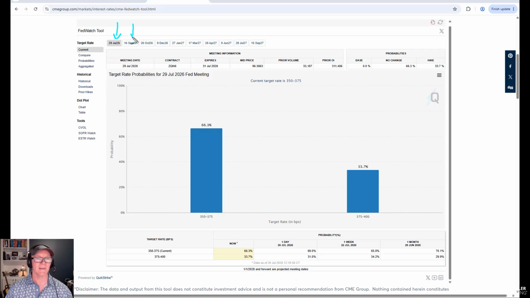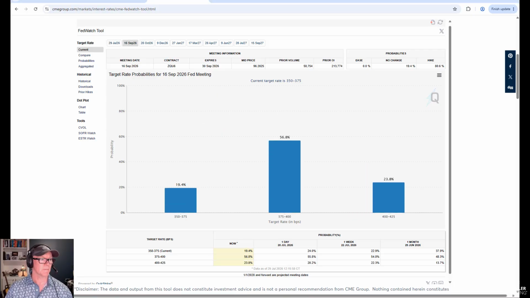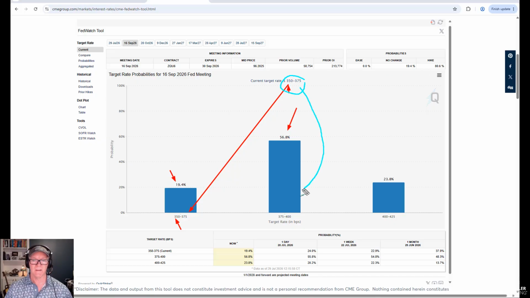So what's going to go on at the next meeting in September, right? There's no August meeting. So if we click on 16 September over here, now we get a little bit different picture. The current rate right now is 350. So that's the current rate. There's only a 19% chance that rates are going to stay the same as they are right now. 56% chance of a rate hike, 350 to 375, right? Uh-oh, look at this.